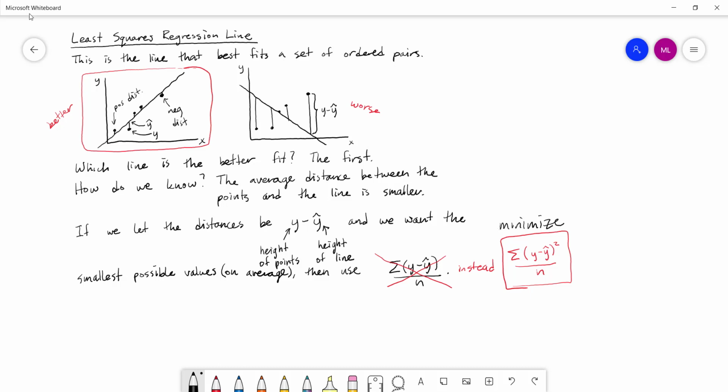And that is why it's called the least squares regression line. Least, meaning we want to minimize it, and squares because we had to take the squares of all of the numbers. So the least squares regression line is the name of this trend line. And it's called the least squares regression line because we are minimizing the squares of all of these distances between the points and the line.